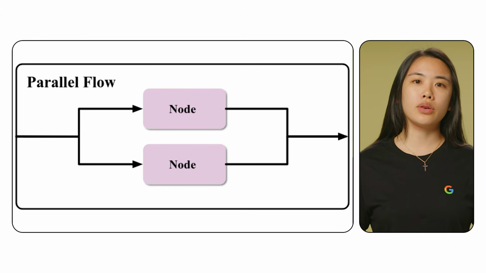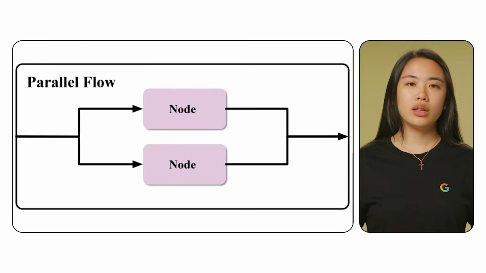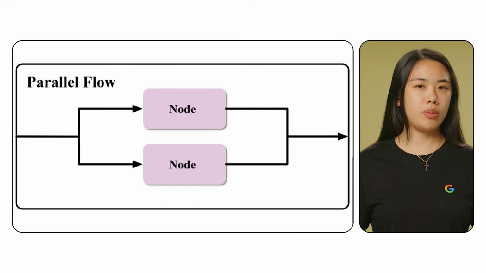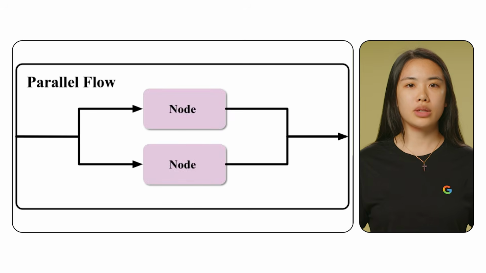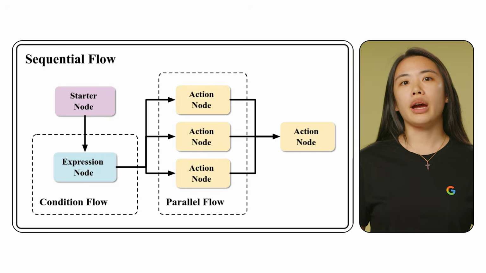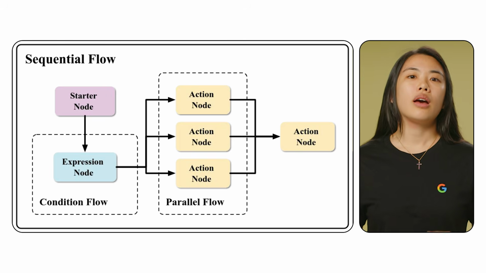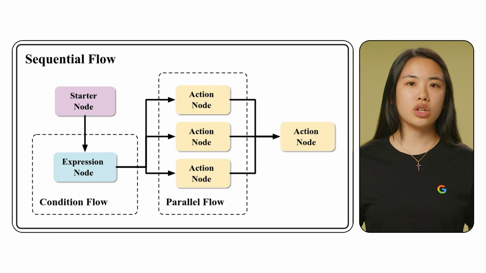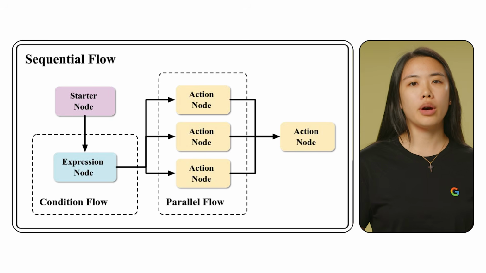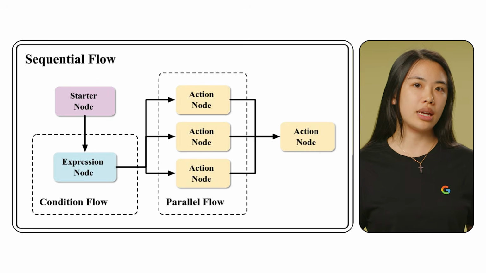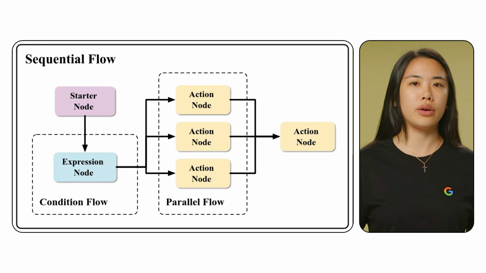There are other types of nodes in the automation schema as well. You can learn more about them in the Automation API documentation on the Developer Center. Developers can combine different types of nodes to create complex automations, such as a sequential flow with a starter and condition that then leads to a parallel flow of 3 action nodes executing simultaneously, and then a final action node.